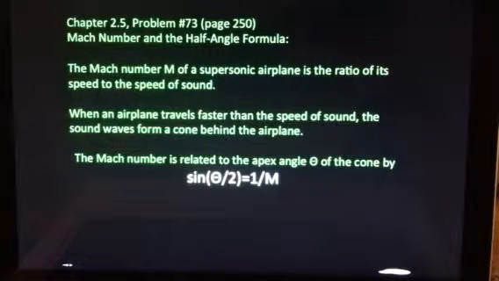The problem is on Chapter 2.5, Problem 73, page 250. The Mach number and half-angle formula. The Mach number M of a supersonic airplane is the ratio of its speed to the speed of sound. When an airplane travels faster than the speed of sound, the sound waves form a cone behind the airplane. The Mach number is related to the apex angle theta of the cone by sine of theta over 2 is equal to 1 over the Mach number.